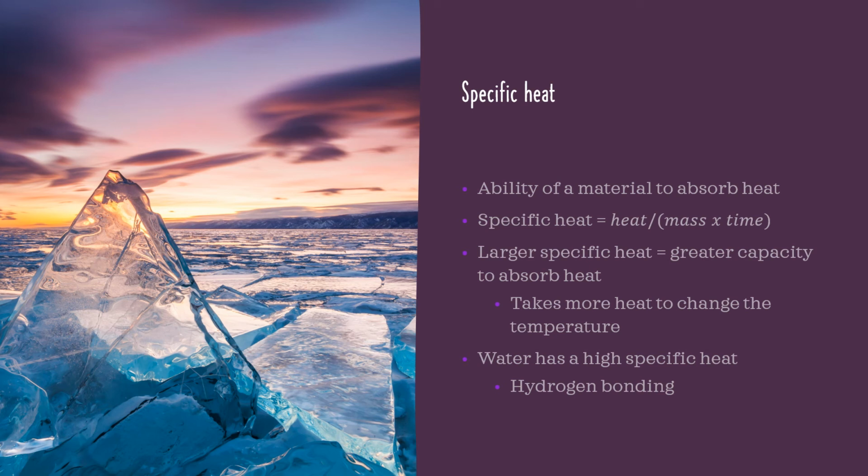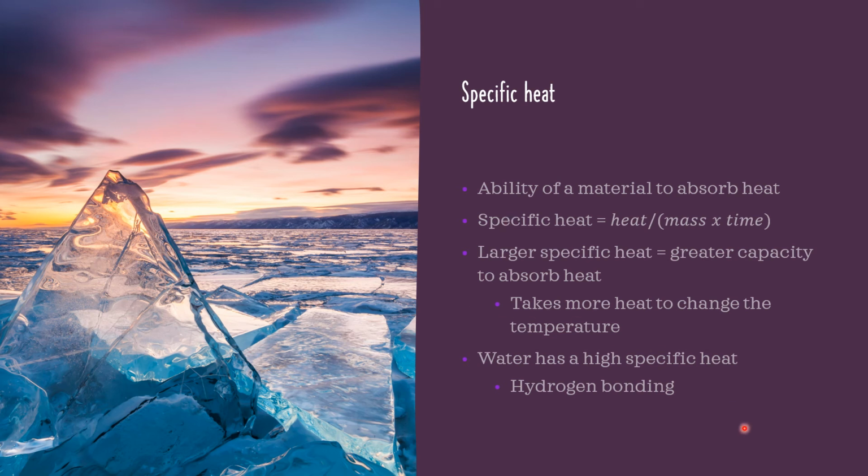Different types of materials will have different specific heat. So some things like to hold on to temperature or hold on to heat and don't change temperature very readily. Other things do. Specific heat has a very special equation that you use. Specific heat equals heat divided by mass times time. The larger the specific heat, so the bigger this number is, the greater the capacity to absorb heat. It takes more heat to change the temperature when this number is high.